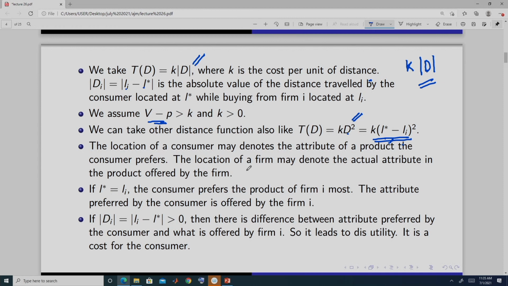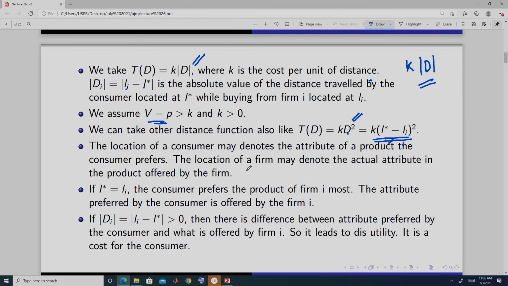Suppose you want to buy a product, and that product has some attribute, and you can give a value to that attribute from 0 to 1. Suppose your location denotes the attribute that you want, and the location of the farm denotes the attribute that is offered by the farm. If there is a distance, it means that the exact kind of attribute that you want the product to have is not being offered. So there is a mismatch, and you get some disutility from it.